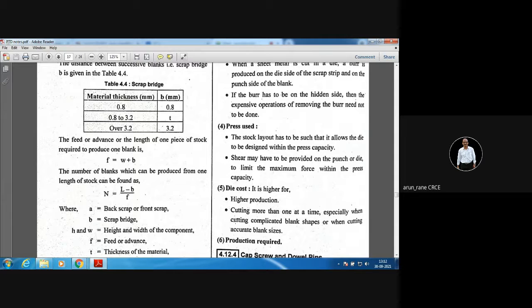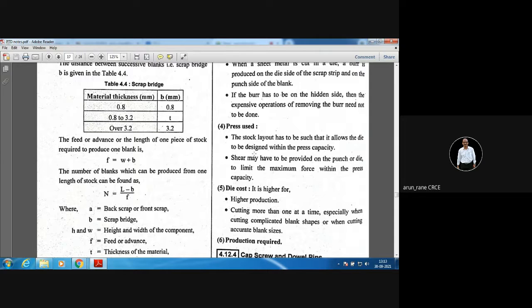Now for the stripping force you have to take 10% of the blanking force and punching force. Suppose your blanking force is 500 Newton and your punching force is 400 Newton, so the total is 900 and your stripping force will be 10% of this 900, that is 90. So 900 plus 90, that is 1000 Newton.